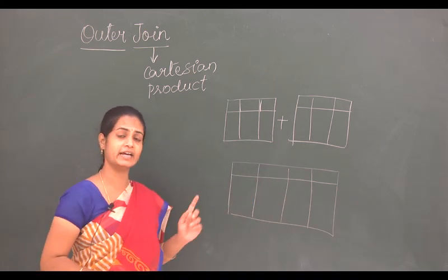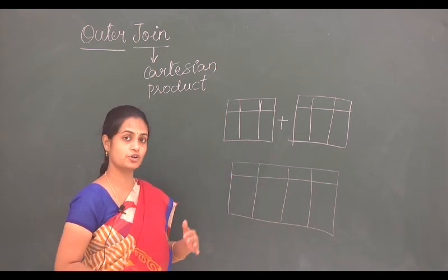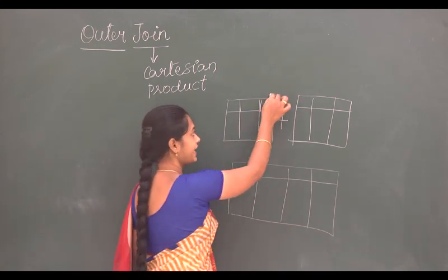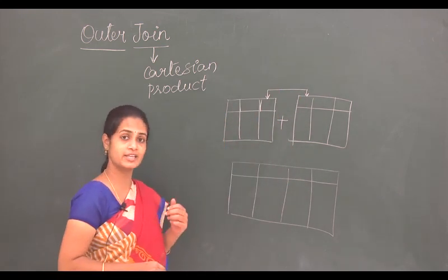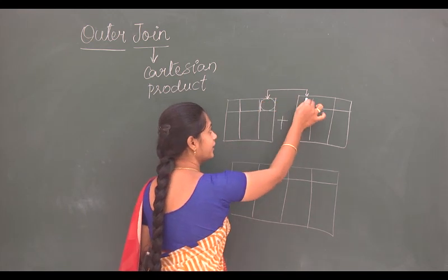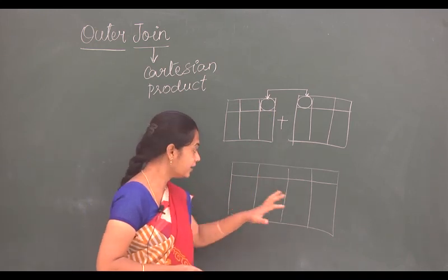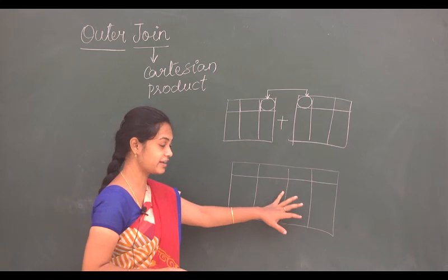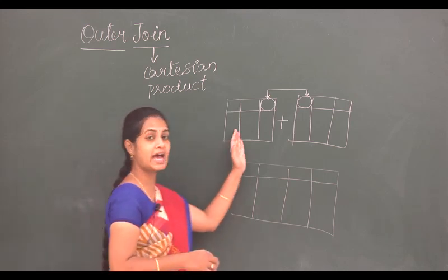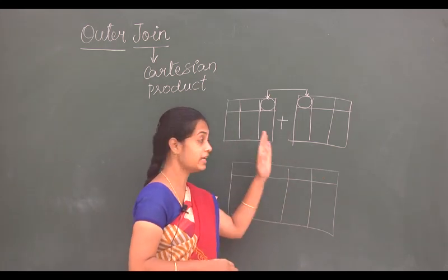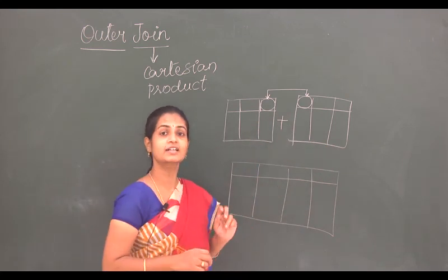Before that, when we discussed equi-join, self-join or any other join, we said that at least one column should be in common between the two tables. If we have one column in common, then we will be able to join the data in the resultant query. But what happens in the outer join? Irrespective of whether the attributes are in common or not, you can retrieve the entire data in the resultant query.